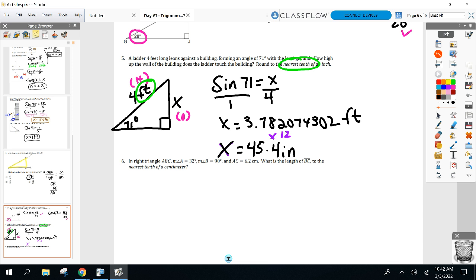Real quickly, did the units change at all? What I'm asking you to round to and what I give you, do the units change? No, I just want you in that habit to check. I got centimeters, round to the nearest tenth of a centimeter, and they're already in centimeters. Perfect.